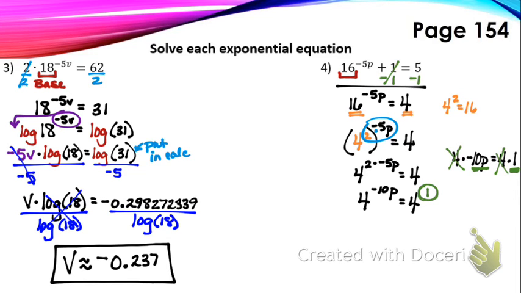Same exact thing happens here. These 4's are the same, so I can ignore them, and I can just say negative 10p would have to be equal to 1. How do I get the p all by itself now? Divide both sides by negative 10. And so p is negative 1 over 10, or I could write that as the decimal, negative 0.1.